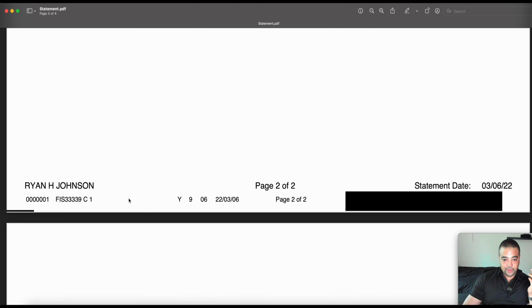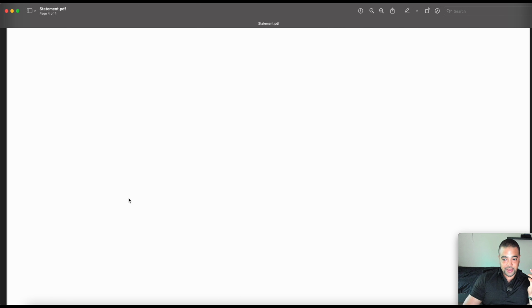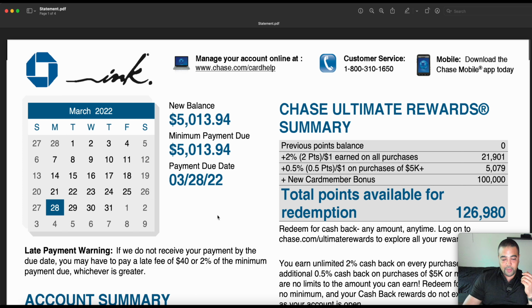And then we scroll down, we get to pretty much the end. Yep, the end. So there's that. That is your full credit card statement. Overall, not too bad. Again, it can get longer if you have more charges and whatnot. But again, overall, not too bad there. So let's flip it back and talk about final thoughts.